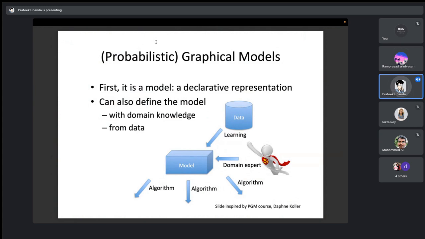It's basically the way to see how different random variables in the problem setting are connected, interconnected or not. Like the correlation, for example, between two random variables. And there might be some conditioning also. We'll see that in the case of Bayesian networks.